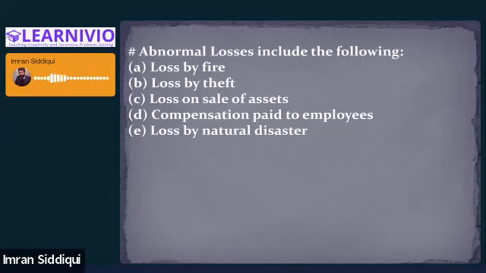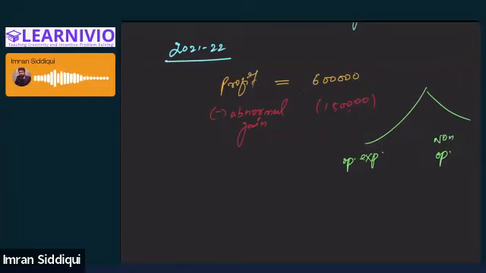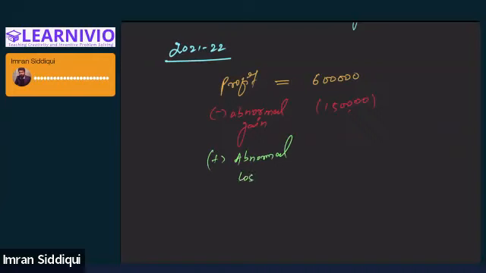So what do we do? In order to find out the correct or normal amount of profit, whichever abnormal expense has been earlier subtracted has to be added back. All abnormal losses that have been subtracted earlier in order to arrive at the profit, we'll add back. Let's suppose all abnormal losses earlier subtracted to find out the profit were, let's say, 80,000.